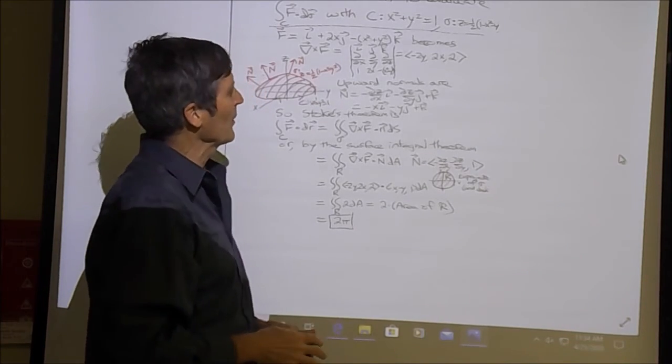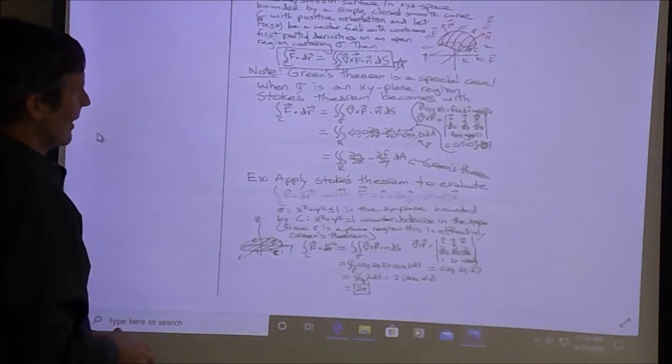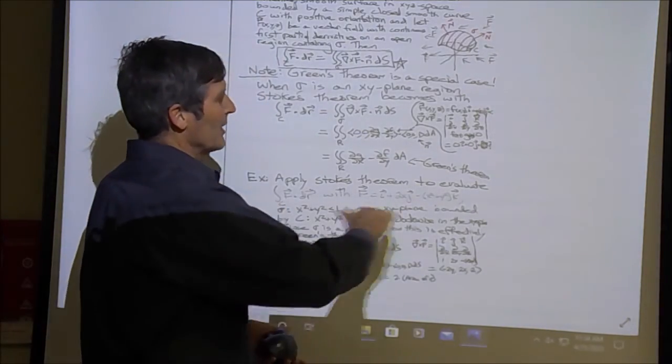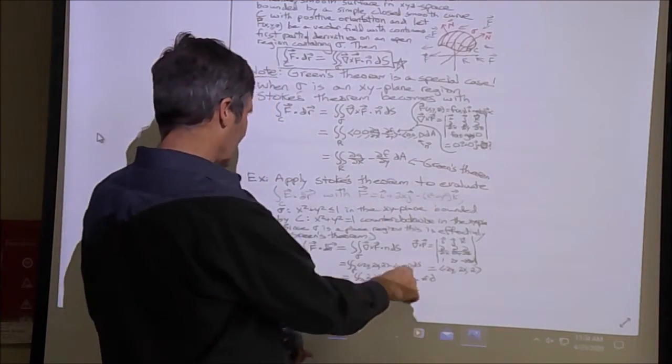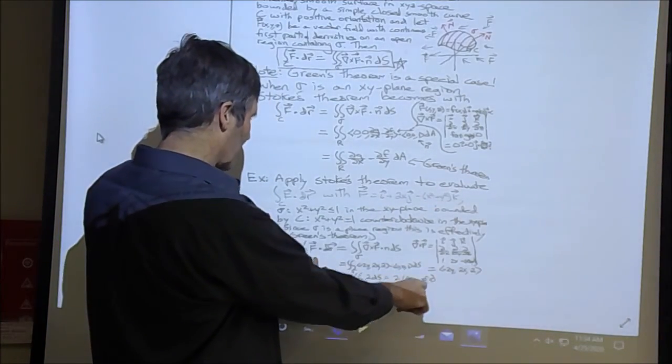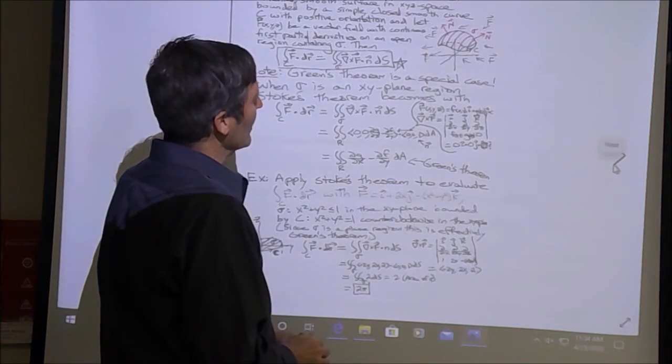What we really did before in the last example, if you think about it, was apply Green's theorem because it was a plane region. Now it is true that f here has a third component, but it fell out in the wash when we took the dot product, it went away. So effectively we're just applying Green's theorem in the last example.